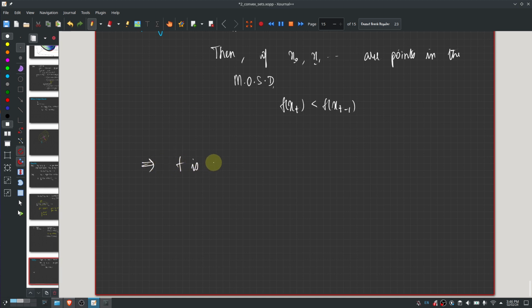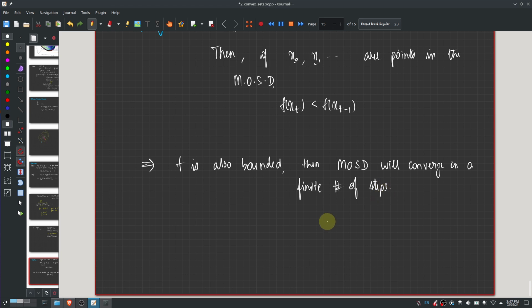So what this means is that if f is also bounded, then the method of steepest descent will converge in a finite number of steps. So no matter what happens, you will eventually reach the minimum. This is guaranteed. You may have to wait for an extremely long time, but that's a different story. You will eventually reach the minimum. That is guaranteed.